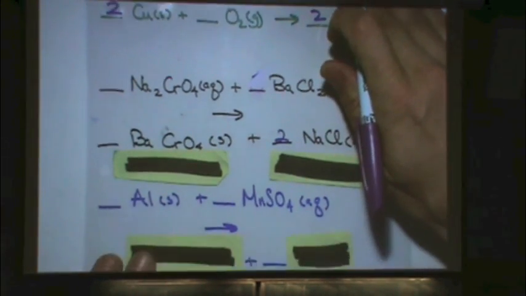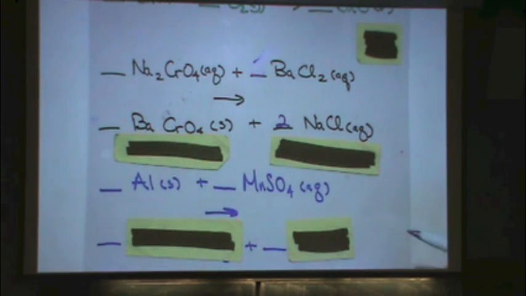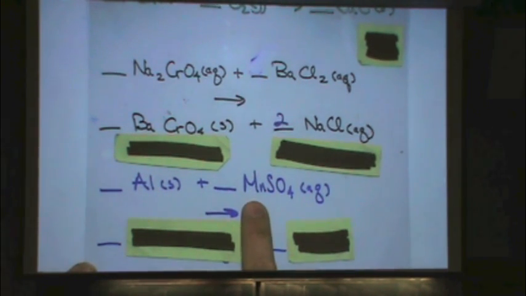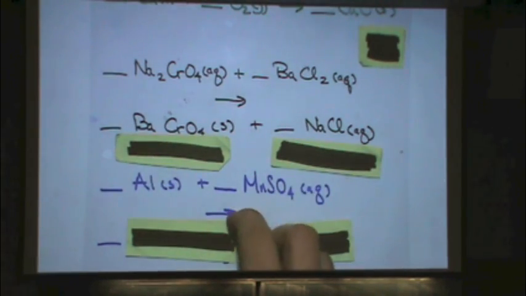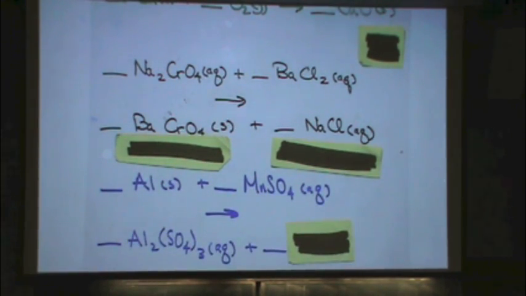Let me scoot it up for you. What category is this last reaction? This is a single replacement. How to know that? Well, the first one is a lone element, aluminum, plus an ionic. That's a textbook single replacement kind of reaction. Your standard single replacement. So what you're going to do is put the manganese by itself and put the aluminum with the sulfate. So let's do that. There's aluminum sulfate.